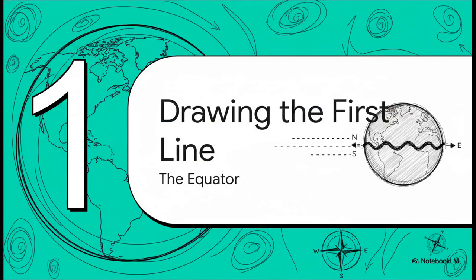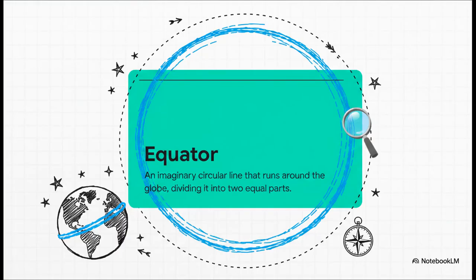So where do you start? Well, the most obvious place is right smack in the middle. Let's just imagine drawing one big line all the way around the Earth's widest point, perfectly halfway between the North Pole and the South Pole. And this line, this super important reference line, is called the equator. Now this is a big one, a term you've absolutely got to know. It's totally imaginary, of course, but it's the single most critical starting point for this whole global address system.